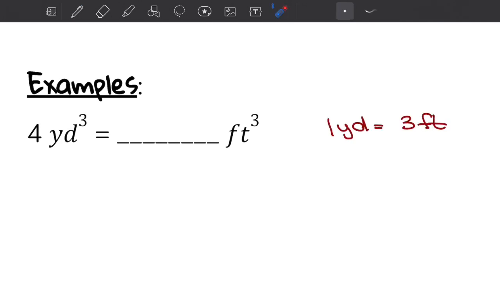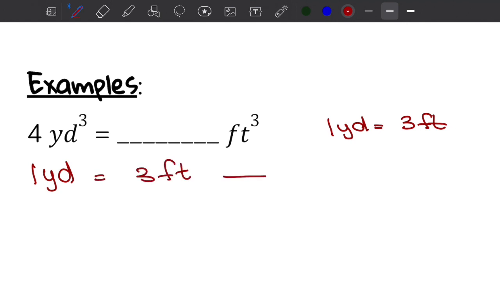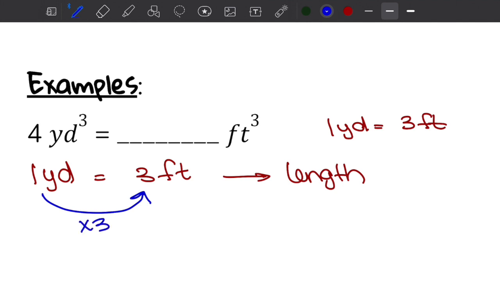So now I'm going to write that fact underneath my question, but I want to make sure that my units are lined up. The yards line up with the yards and the feet line up with the feet. So when I do that, my fact will look like this. And I'm just going to put an arrow and say, this is for length, okay? Then I ask myself this question, how do I go from 1 to 3? And I do that by multiplying by 3, okay?